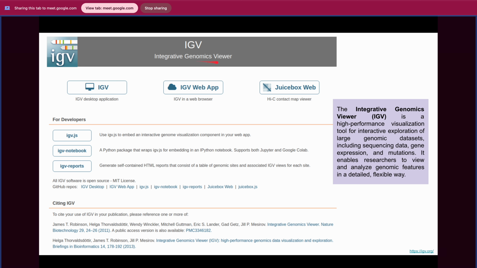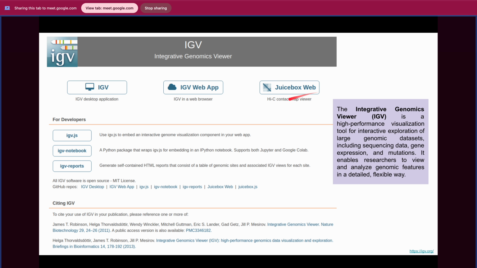So that is about the IGV. And if you do not want to install the desktop application, then also it is fine. You can use the web app, and in the web app, you do not have to install it. You can simply click on it and you will be taken to the IGV homepage, which will be an online server. And you can simply do all those things which are done with the offline app.